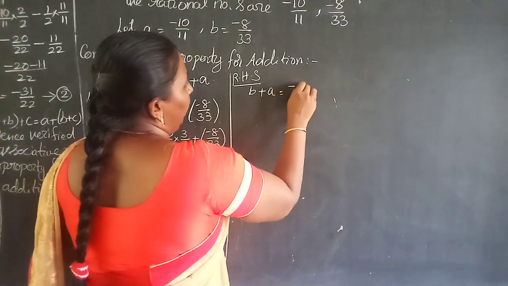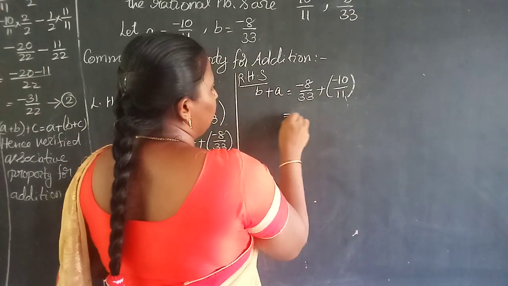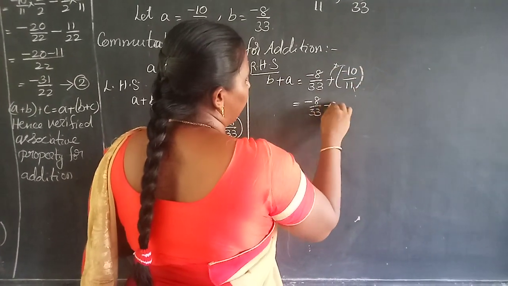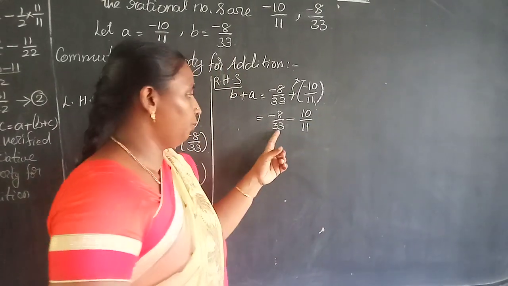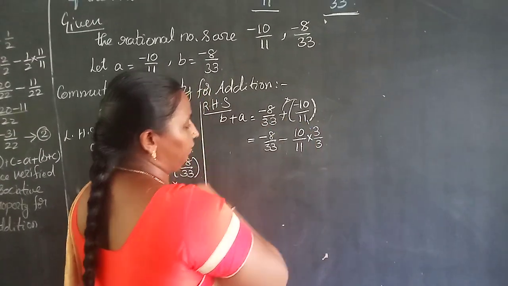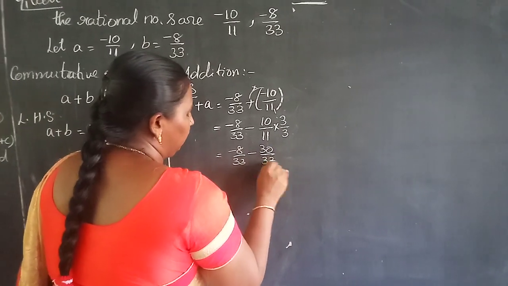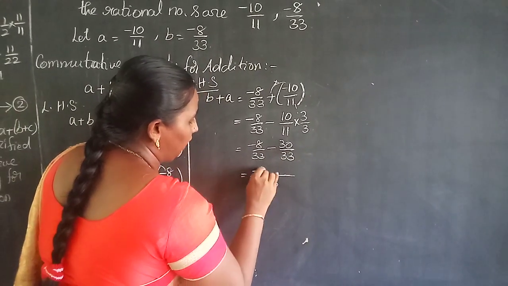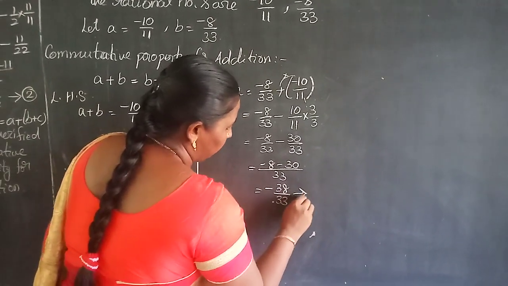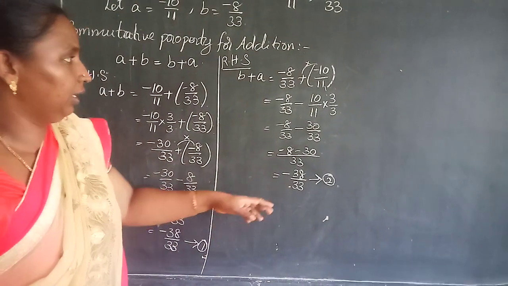What is B? Minus 8 by 33 plus minus 10 by 11. So minus 8 by 33. Here itself we can simplify. Plus into minus, minus 10 by 11. So for 33 and 11, what is the LCM? 33. So here you have to multiply and divide with 3. So minus 8 by 33, minus 30 by 33. So the denominators become same, minus 8, here minus 30. So you get minus 38 by 33. Take it as equation number 2. So this one has LHS side as 1 and RHS side as 2.